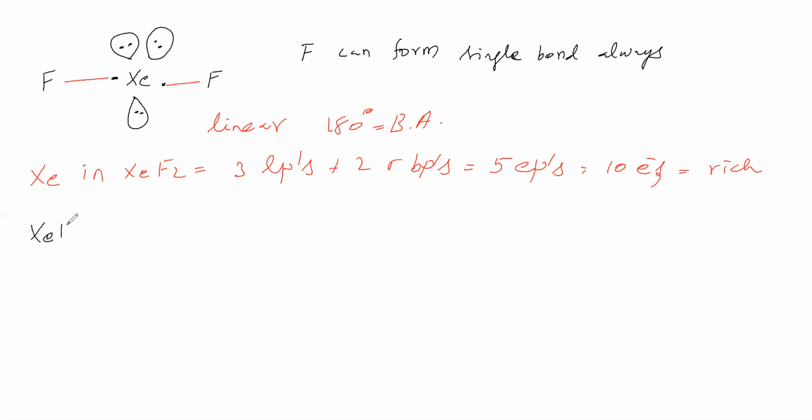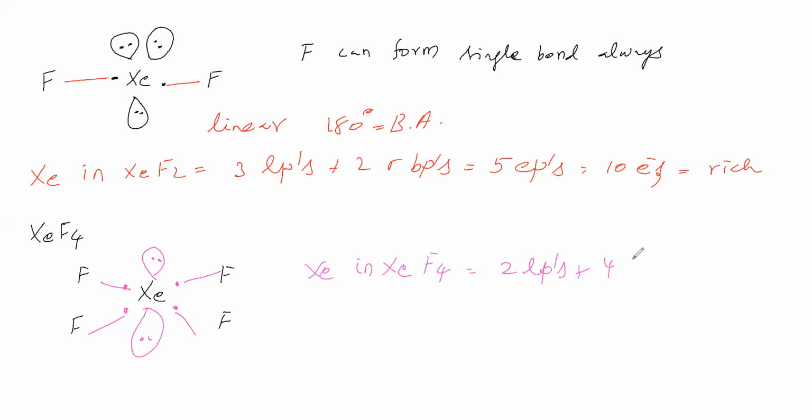The next compound is xenon tetrafluoride. In this, xenon is the central atom, and we write 4 fluorine atoms. Xenon's valence shell contains 8 electrons. Therefore, for xenon, we give 8 dots. This is making a bond, this is making a bond, making bond, making bond. Xenon in XeF4 has 2 lone pairs plus 4 sigma bond pairs.